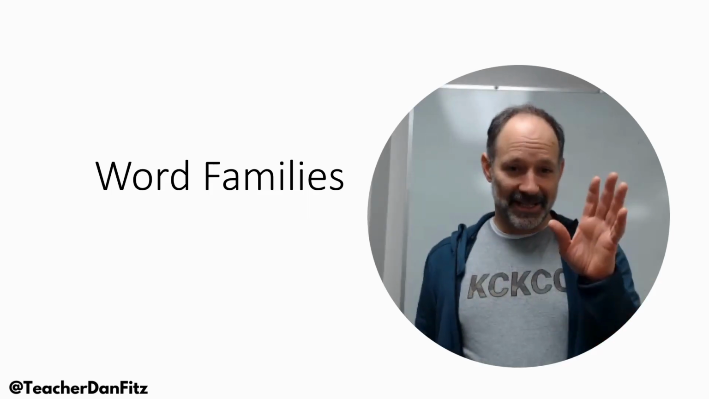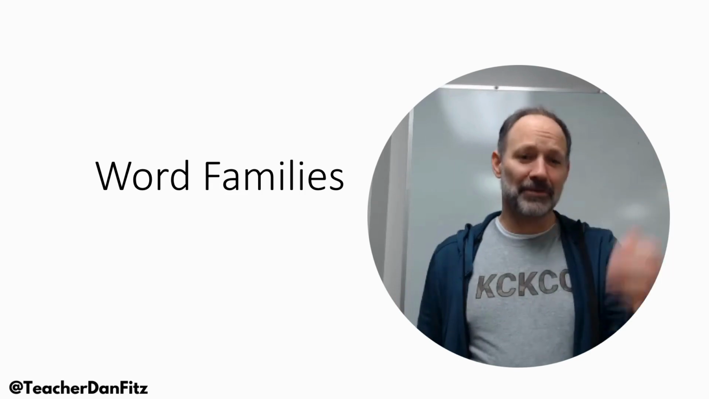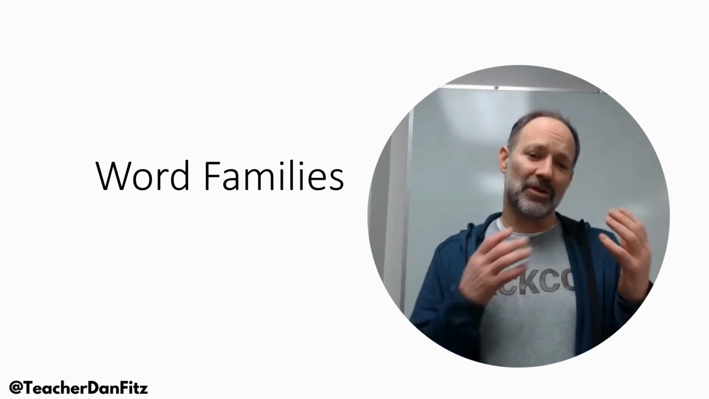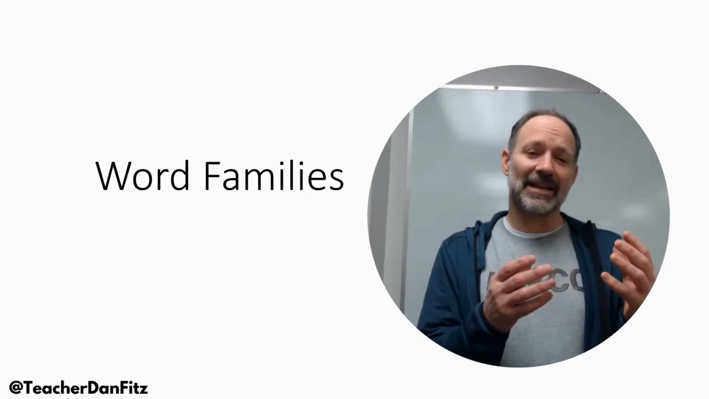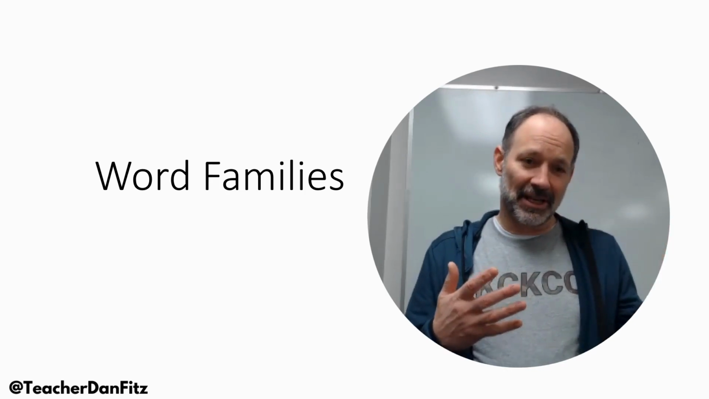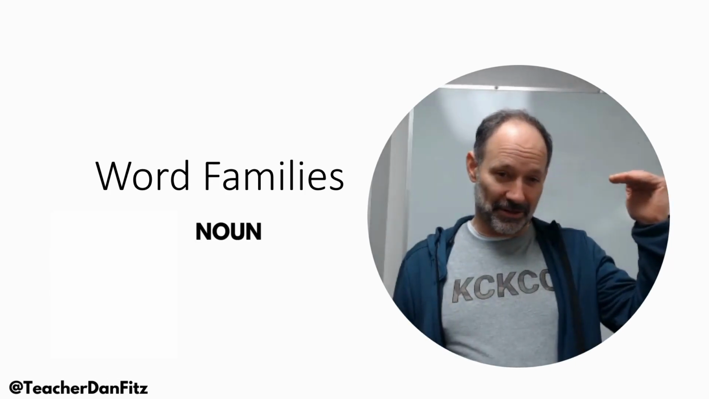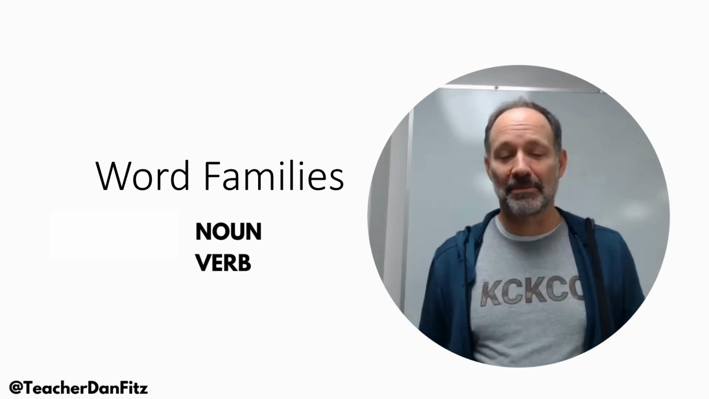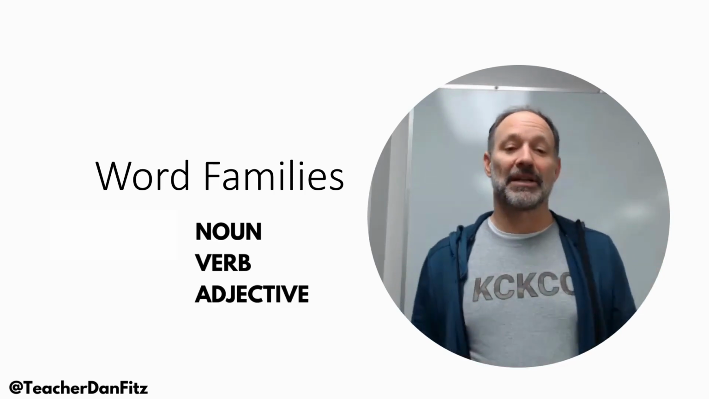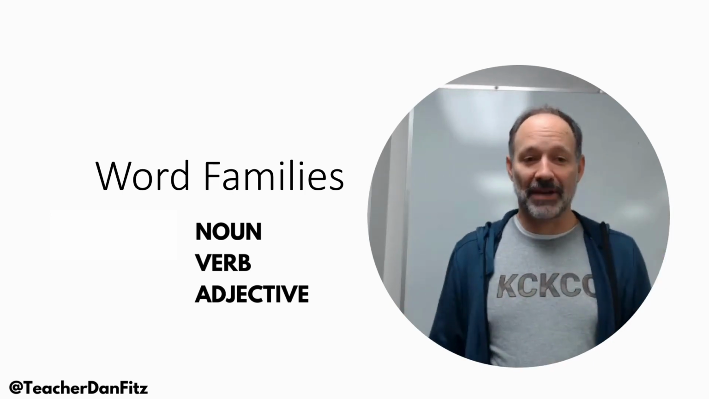Hello, today we're going to talk about word families. What's a word family? Let me explain. A word family is a word that has different spellings based on the part of speech. In other words, maybe the noun form is spelled a certain way and the verb form is spelled a little bit differently. The adjective is a little bit different from that. Altogether, those are a word family.